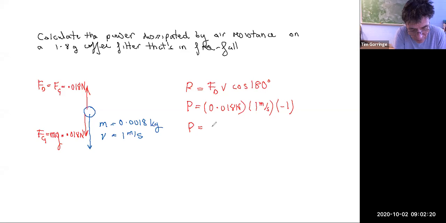It's going to be negative 0.018, and it's watts, which is a joule per second. And so that's the power dissipated by the drag force. It would also be the 0.018 watts would be the power that's being supplied by the gravitational force. And so that's a simple example of power.